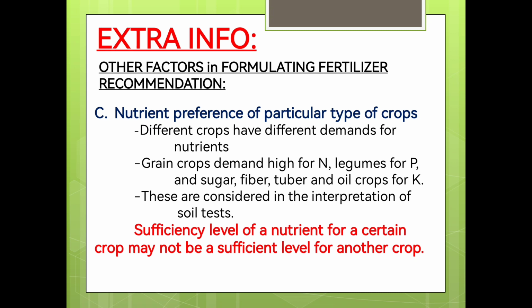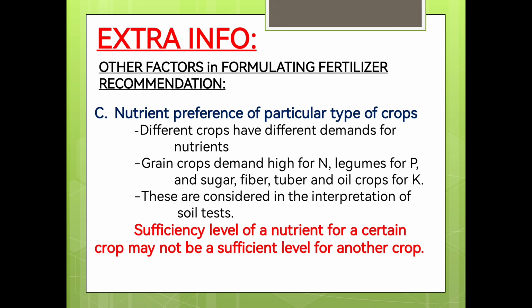Hindi ibig sabihin na ito yung crop mo, applyan mo siya ng same amount of nutrients kasi iba-iba yung kanyang preference. May ibang crops na ang gusto niya ay potassium or yung gusto niya is phosphorus. So yung iba naman gusto niya is nitrogen. Like for example, leafy vegetables, you don't have to apply a lot of potassium kasi yung demand ng mga most leafy vegetables are nitrogen. Kasi yung potassium naman is more on flowering plants, more on fruit-bearing plants. So i-adjust mo rin ngayon yung fertilizer recommendation mo.